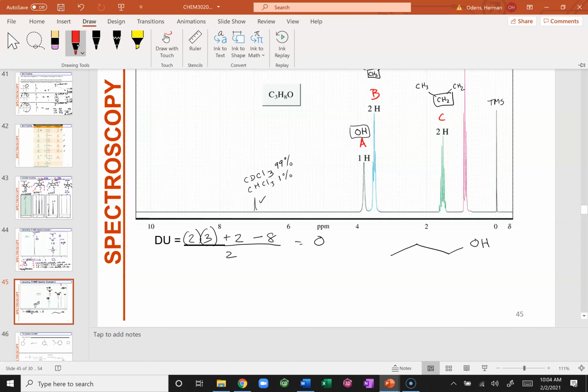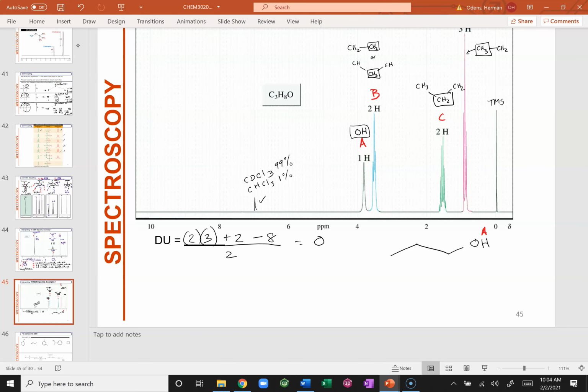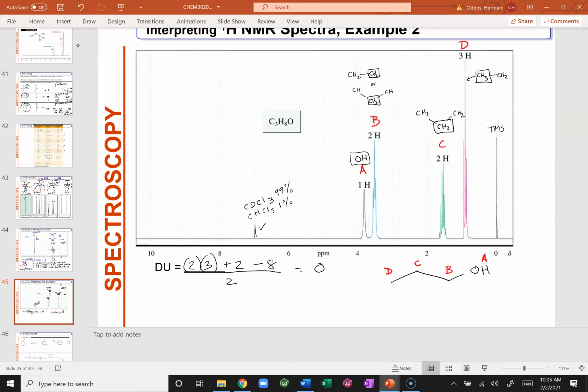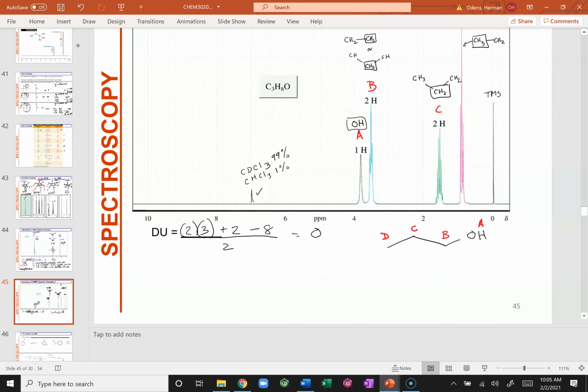All right, so let's label this real quick. So this will be signal A. B will be my CH2 here. C is the next one, and D will be the last one. A, B, C, and D. That order. What is the name for this molecule? Propan-1-ol, or 1-propanol.